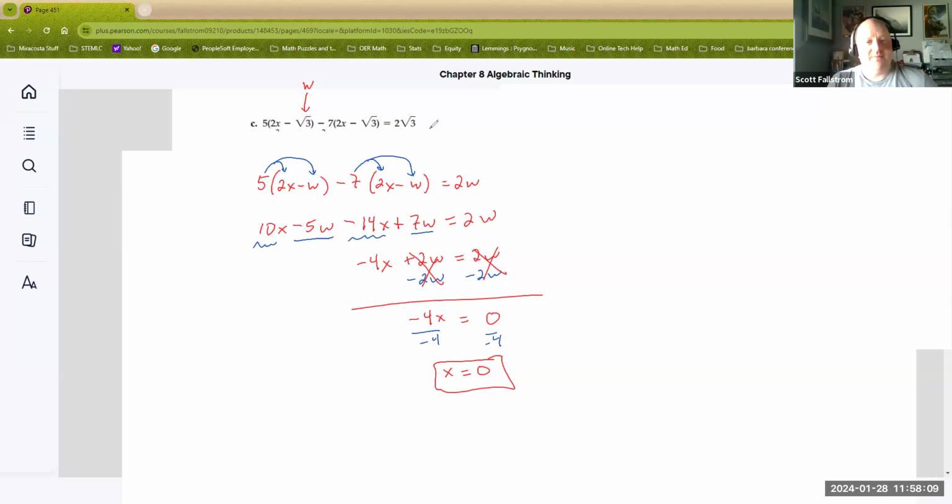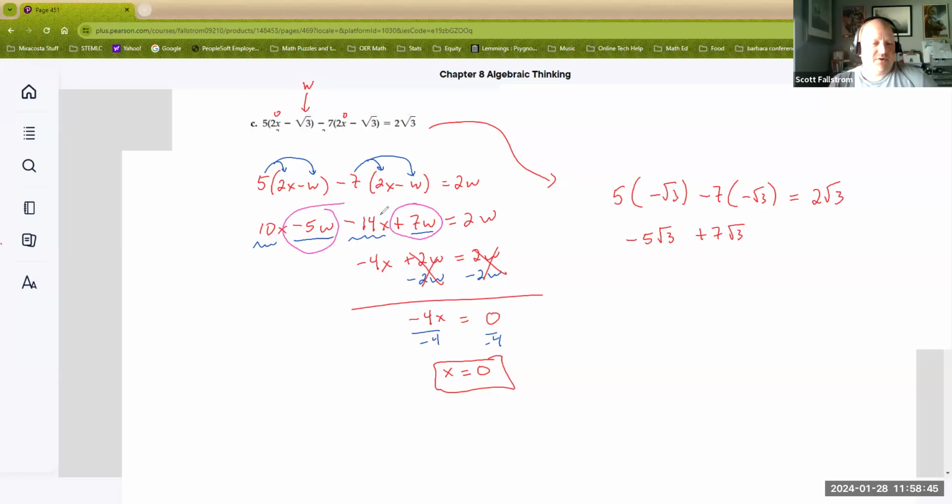Now, if you plug it back into the top, you can check yourself, even with that square root of 3 in there. So anytime I see x, I'm going to put in 0. So this becomes 5 times 0 minus the square root of 3 minus 7, and that's 0 minus the square root of 3. And that's supposed to equal 2 square root of 3. Let's check. This becomes minus 5 square root of 3 plus 7 square root of 3. Now, if you notice, that's exactly what we had over here. It just looks different because I got tired of writing the square root of 3, or maybe that was intimidating. So I just changed the way it looked for now.